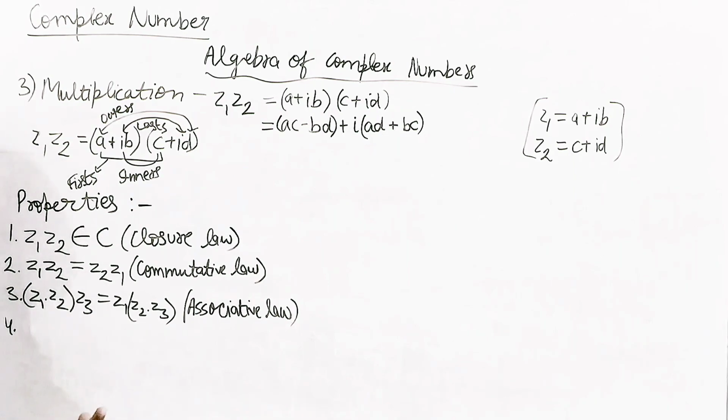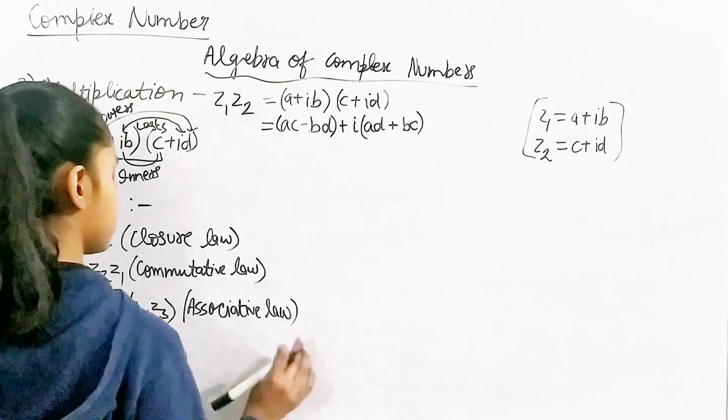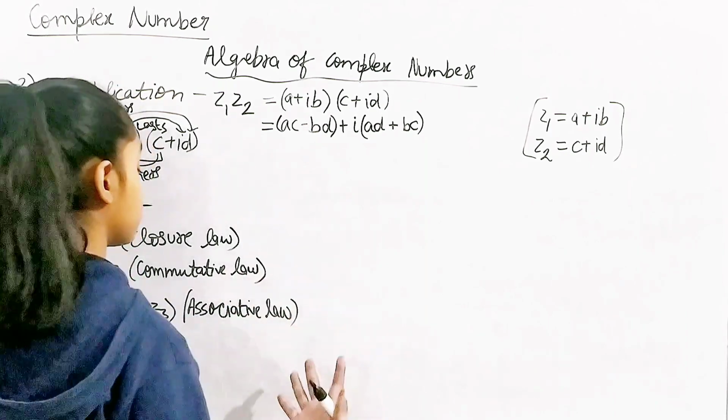Same as we did in addition: identity, additive identity and additive inverse. Okay, so the same applies to multiplication too. So, multiplicative identity. I'm going to write that in brackets.